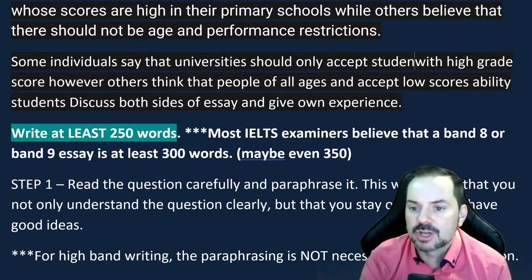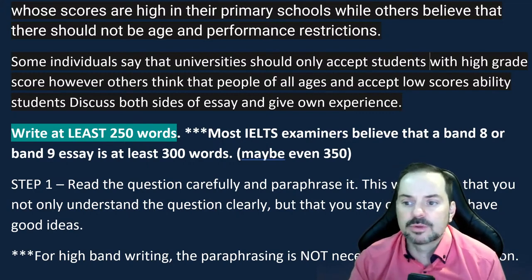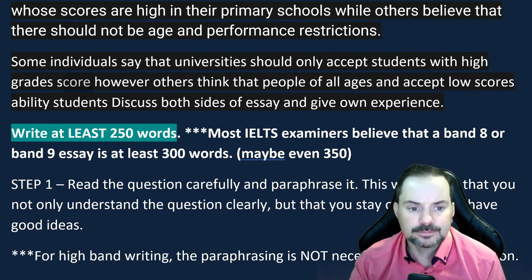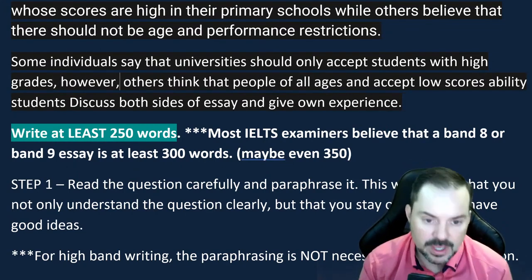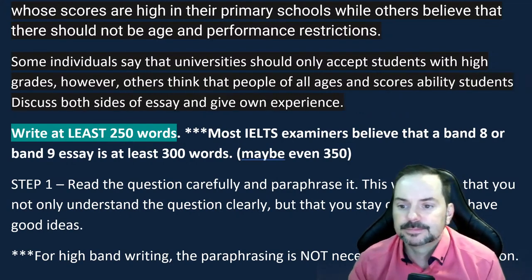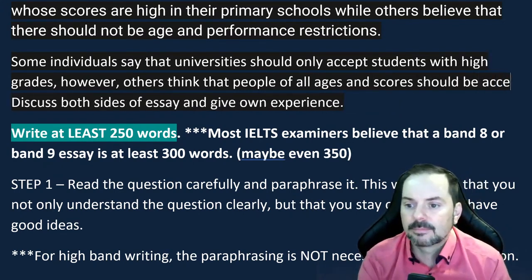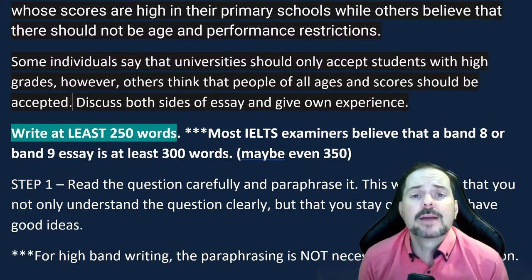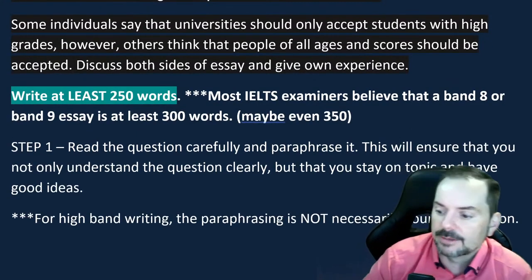students. You have a missing subject there. Amrit, careful with that. That's confusing. So should only accept students with high grade score. We don't need both of those high grades. However, and here we would have a comma on the two sides of the however. However, others think that people of all ages and scores should be accepted. Okay. Discuss both views. Watch your grammar, your word use, word order, Amrit. Okay. If it's confusing like that, you're going to lose a lot of band scores. All right. Okay.